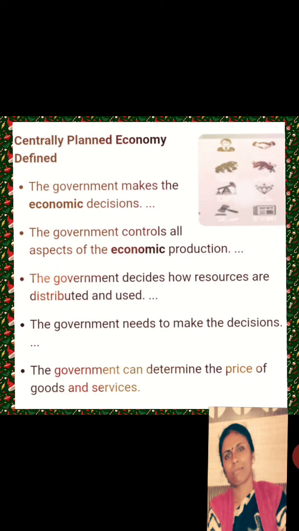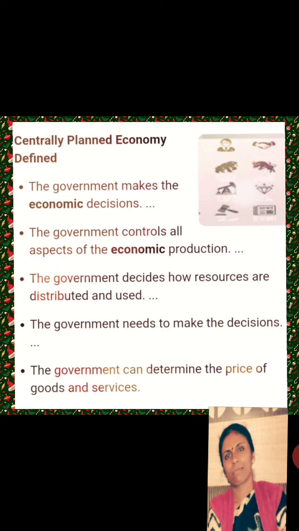Then for whom to produce, again it depends upon the groups of people living in the country, what people are there and what they are earning. So this is the first aspect. The government makes the economic decisions regarding all these 3 things. The second one, the government controls economic production. That means the production system, the problems of the production system, etc.